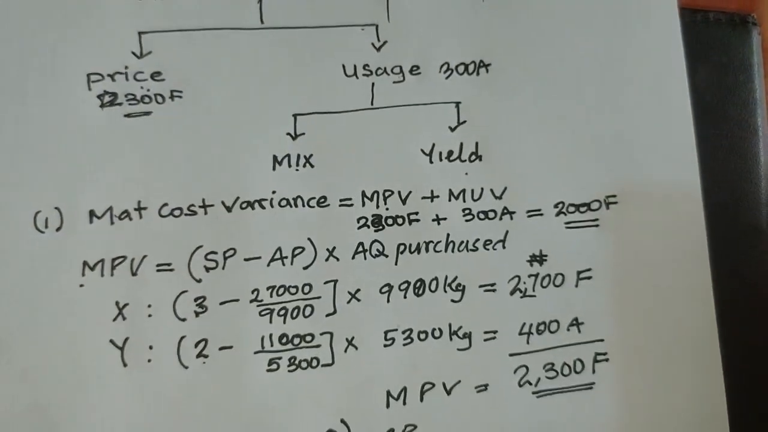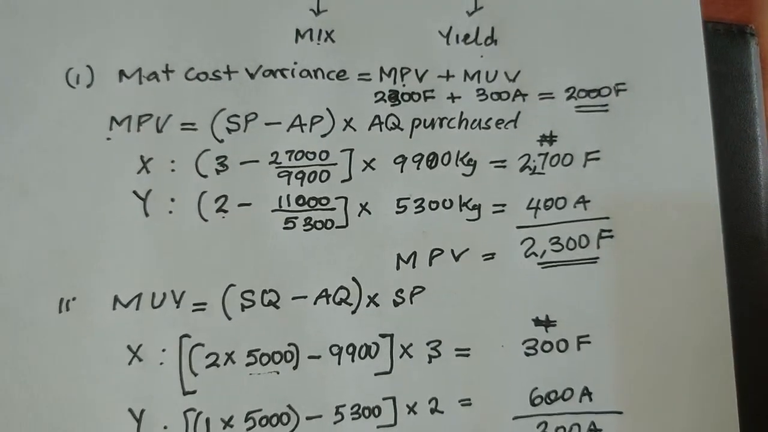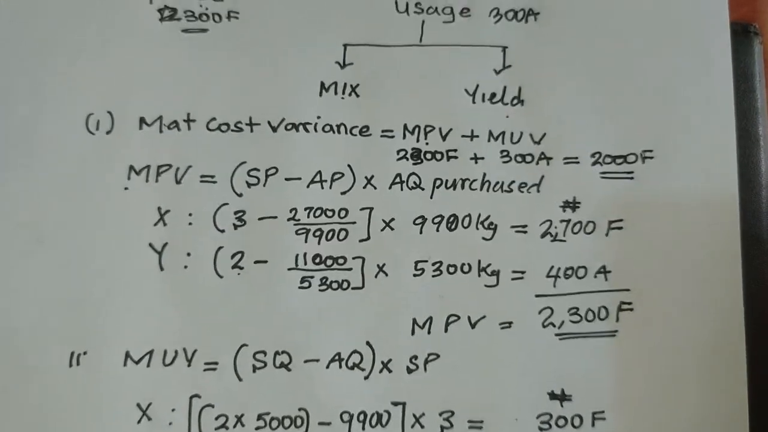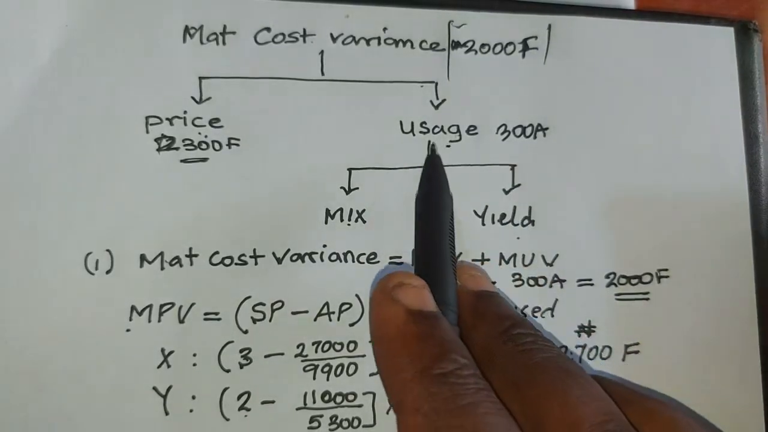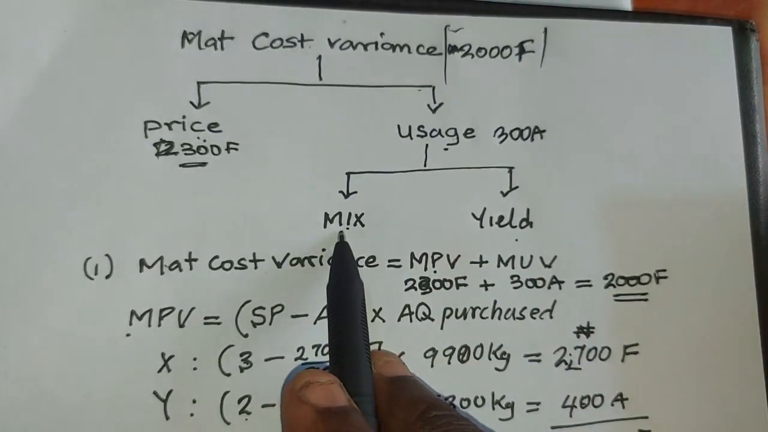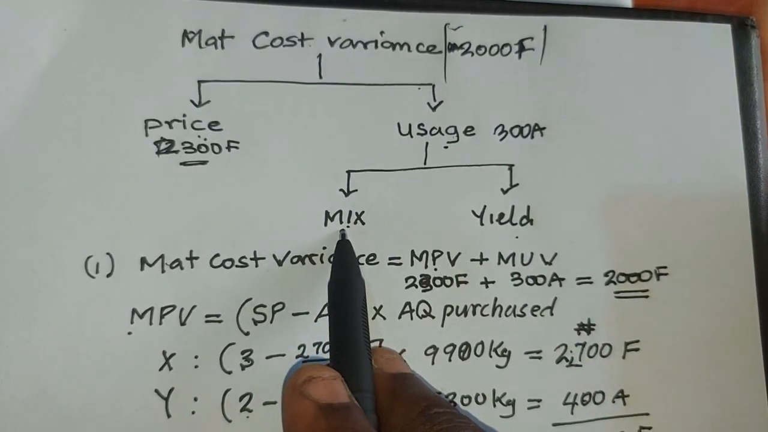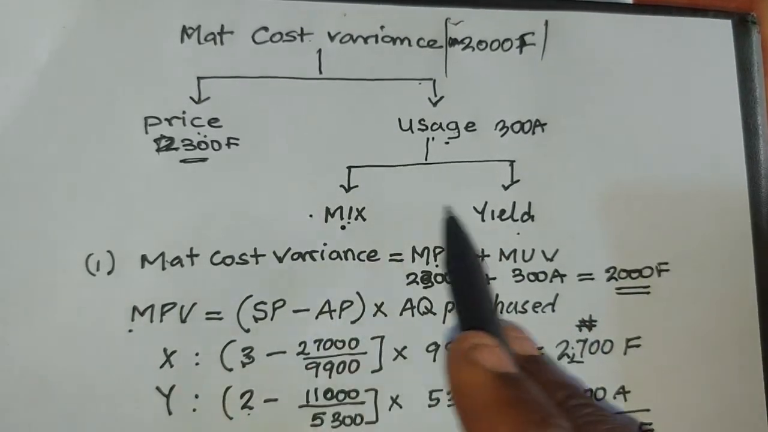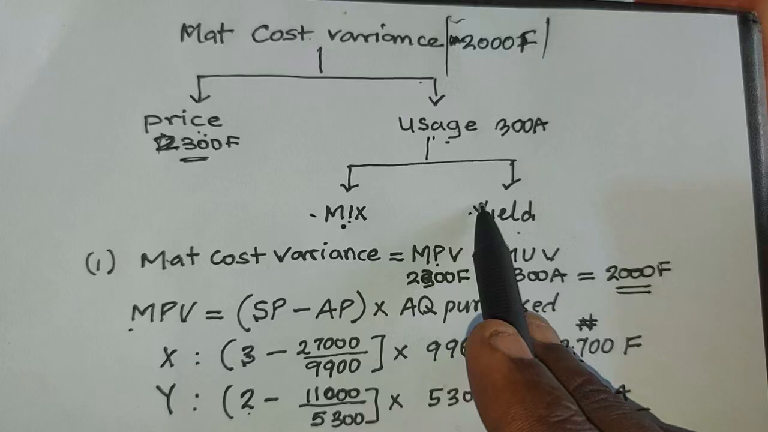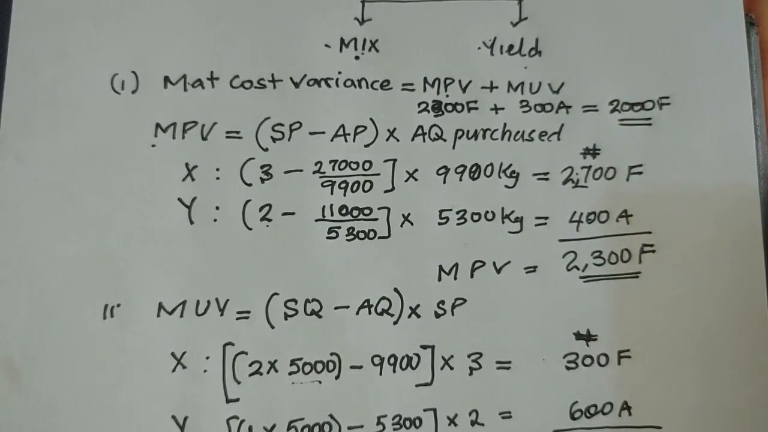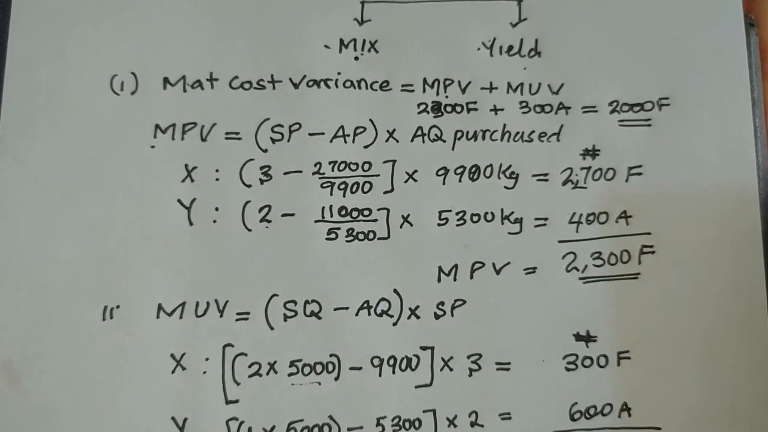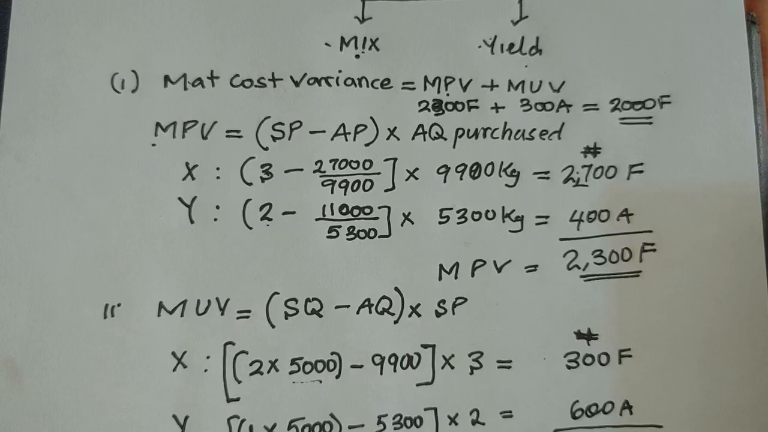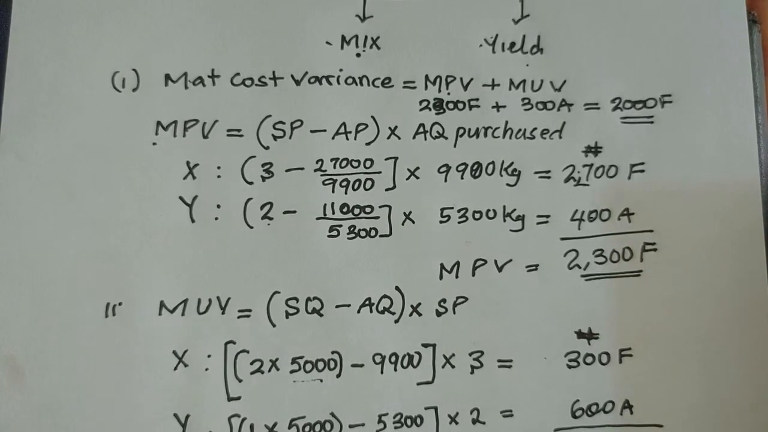Okay, all right, now let us look at material mix variance, material usage mix variance, which is the addition of mix and yield. Now to do this, you need a working. All right, you need a working, and that working is your working note 1.